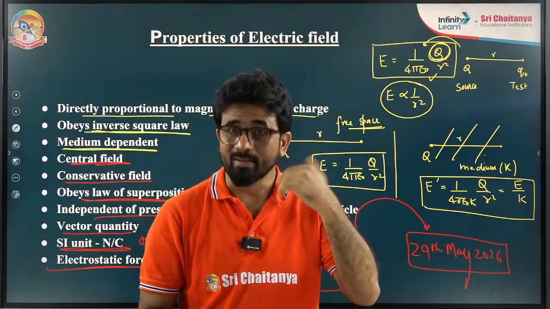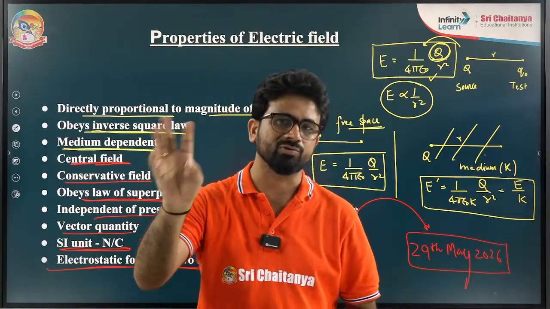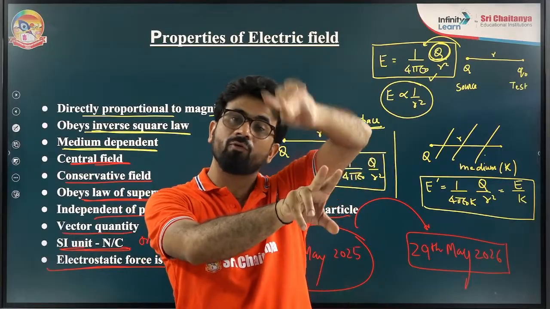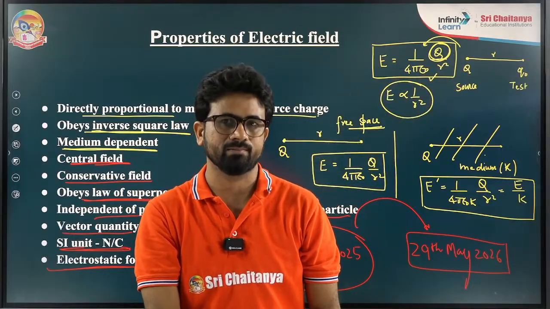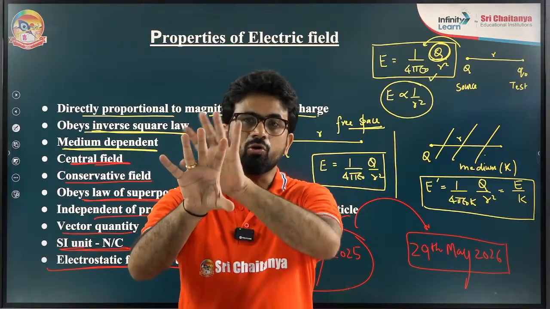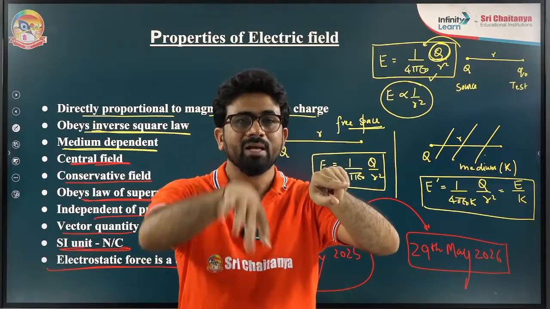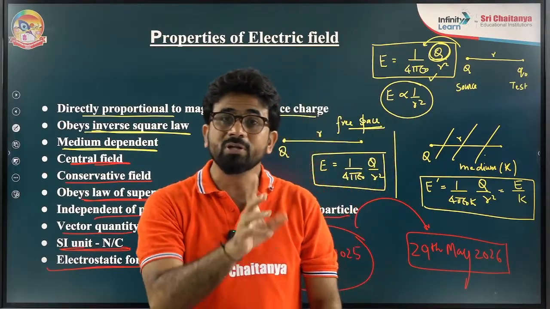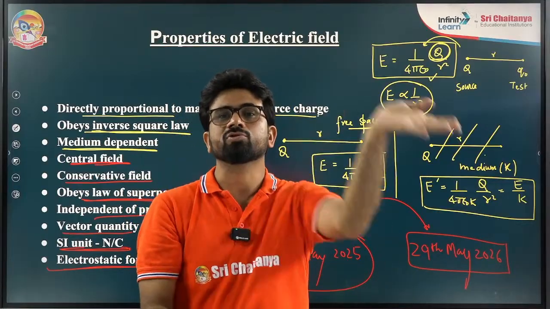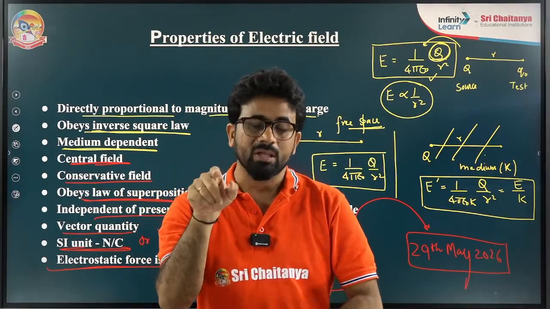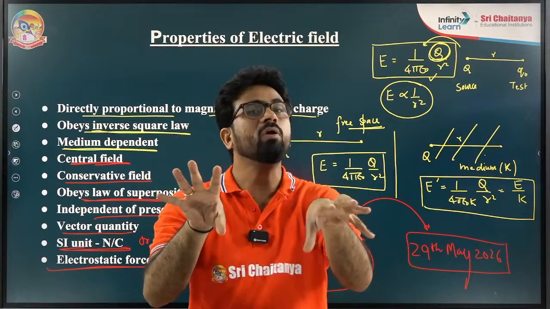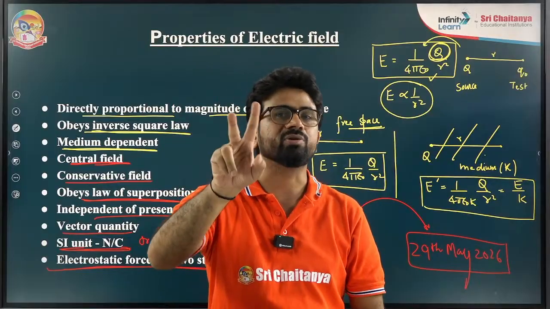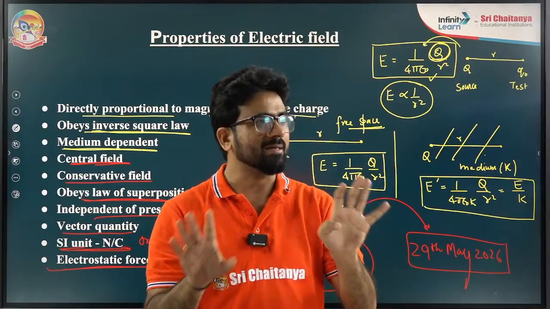So what is happening? Listen carefully. First, there is one source charge. It creates its own field, and that field exerts a force on the test charge particle. I'm repeating again: first, the source charge creates its own field, and this field exerts force on the test charge. So the force is not directly applied by the source charge. It is a two-step process. Now I think it is clear to everyone.